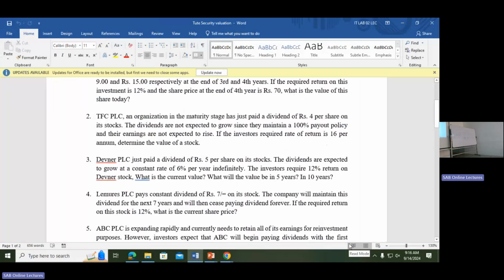What is the value? D11 is how much? That is 7 into 1.05 to the power 11, which is 11.97. So 11.97 is the D11. Then 11.97 divided by the required rate of return, 10% minus 0.05.